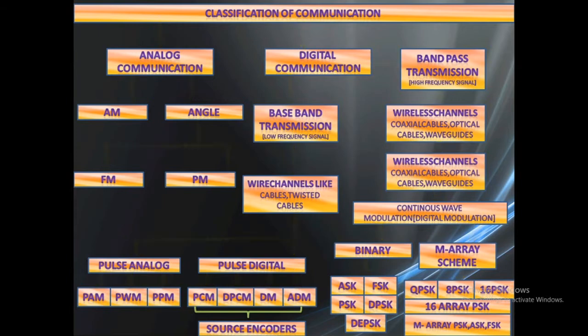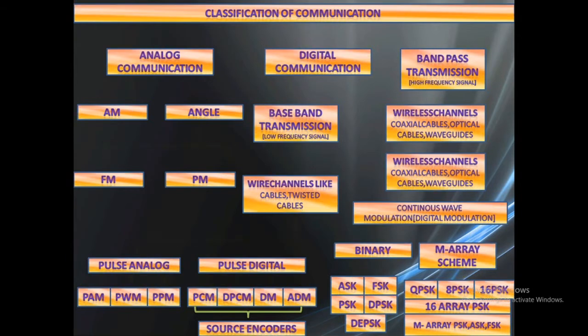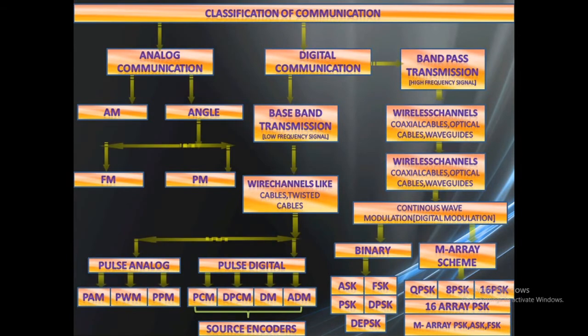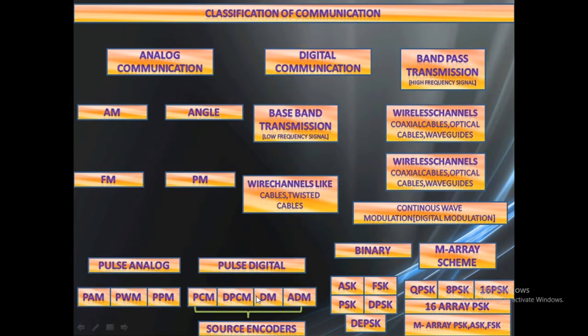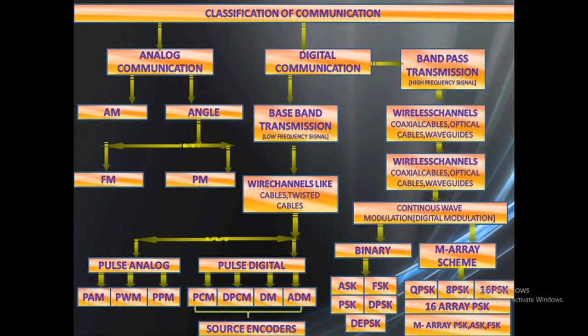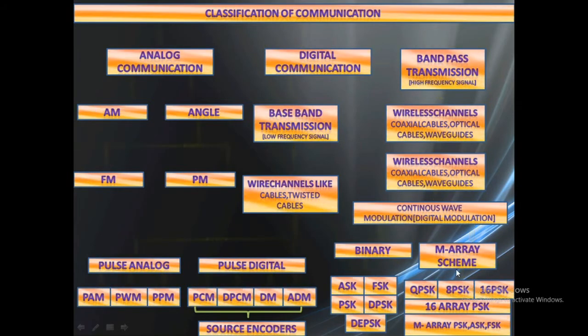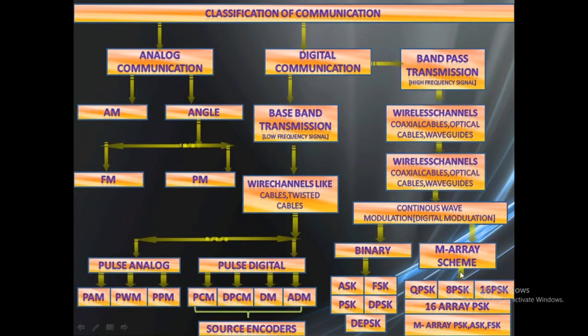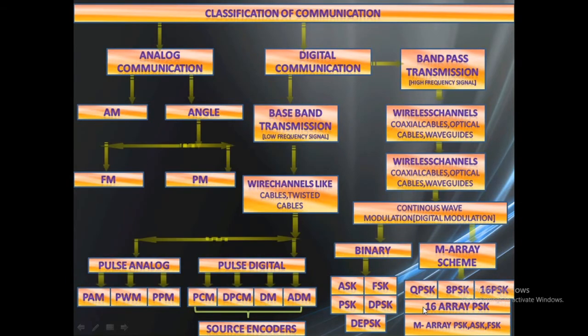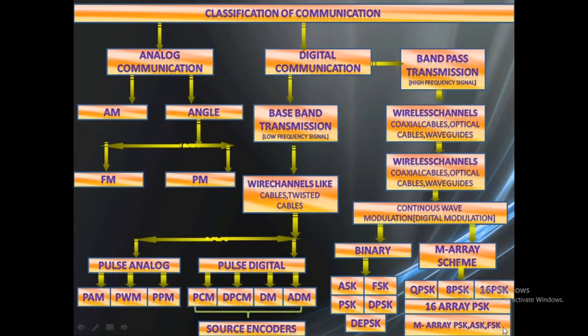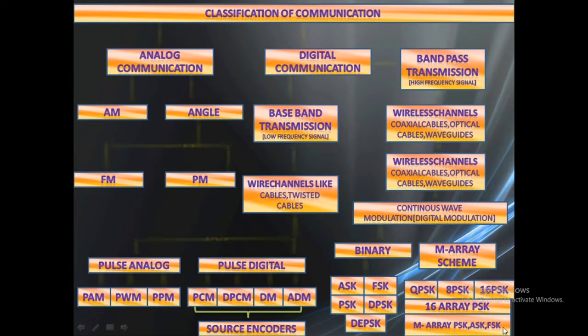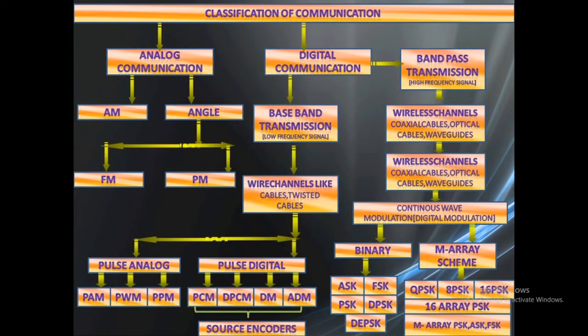All the 4 types are termed source encoders, meaning these are used to convert the analog signal to a digital signal. By improving the technique based on the previous disadvantages, these 4 types are used to convert analog to digital information. Whereas in the M-ary schemes, we use QPSK, 8 PSK, 16 PSK, 16 array PSK and M-ary schemes. Okay, this is the full complete detailed block diagram of communication.